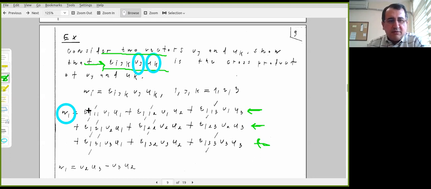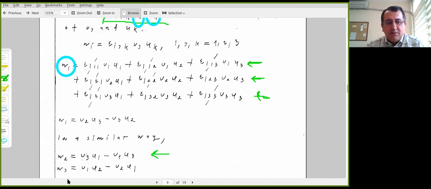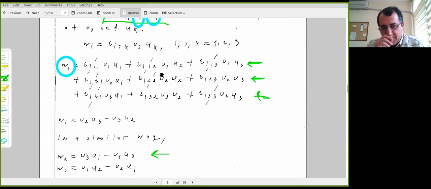You can repeat this for i equals 2 in a similar way. For i equals 2, expand the summation, a similar summation with different terms, and you'll find W2 as U3 V1 minus U1 V3. W3 is U1 V2 minus U2 V1. These are the elements of the cross-product operation. I can compare them.